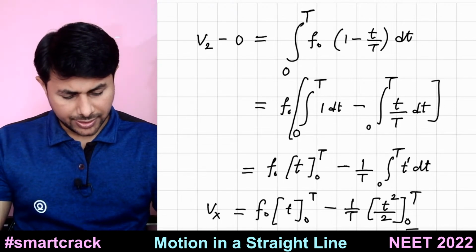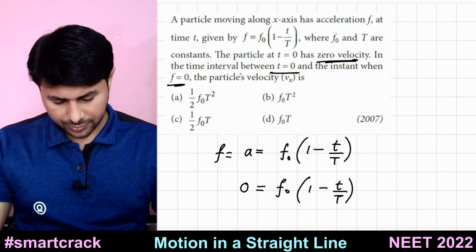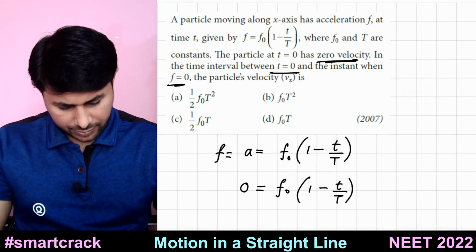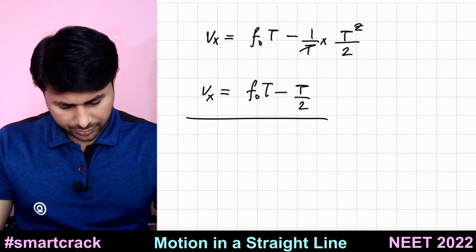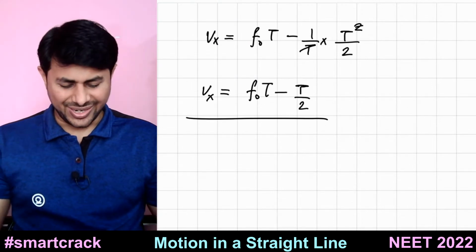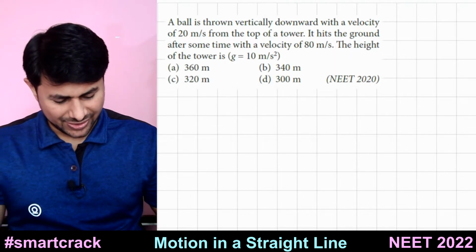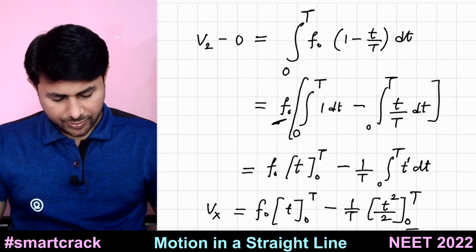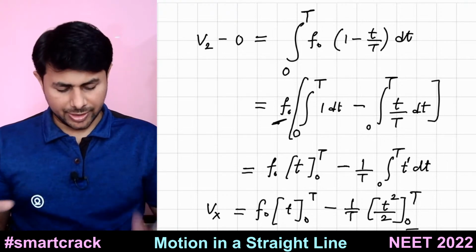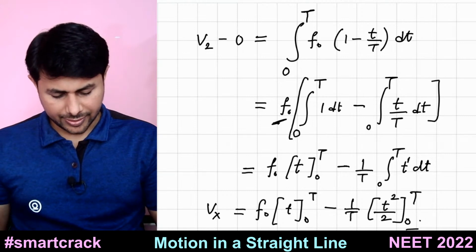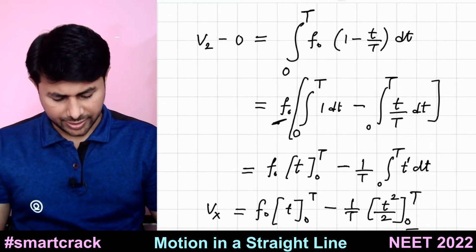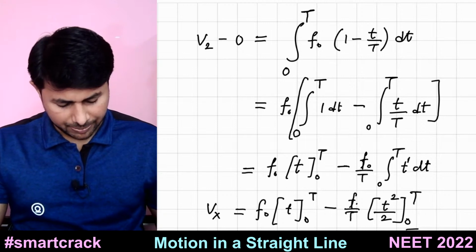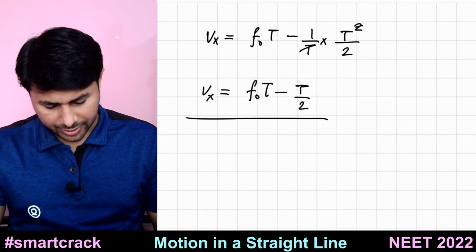So let's check the options. Did I do something wrong? Yeah, I missed f naught here. This f naught was in multiplication. It is the coefficient of both the terms, right? I just multiplied the first term with it. So we have to multiply the second term also: f naught, f naught, and f naught here also.